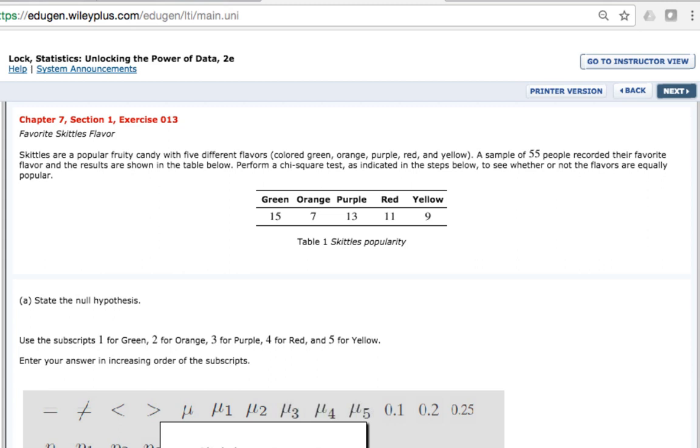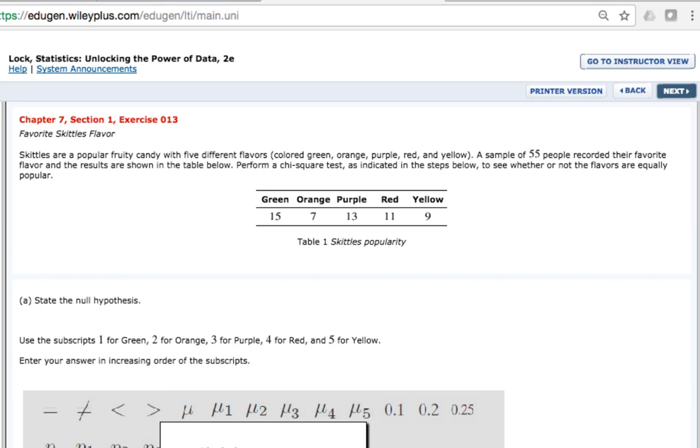We're going to walk through one question from the WileyPLUS practice assignment this week. This is from Chapter 7, Section 1, Exercise 13. Skittles are a popular fruity candy with 5 different flavors, colored green, orange, purple, red, and yellow. A sample of 55 people recorded their favorite flavor, and the results are shown in the table below. Perform a chi-square test, as indicated in the steps below, to see whether or not the flavors are equally popular.